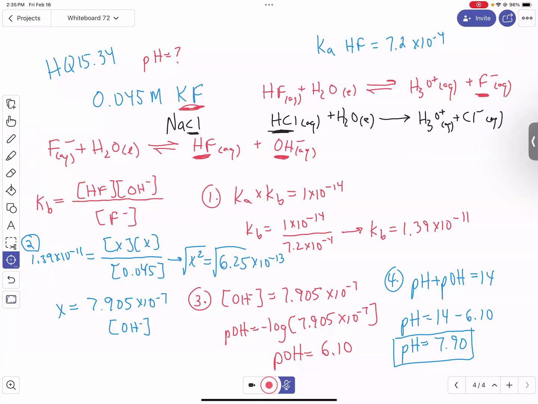So it's only the fact that this is the conjugate base of a weak acid that makes this behave like a base. This only applies to the conjugate bases of weak acids. When we add them to solution, they would change the pH of the solution.